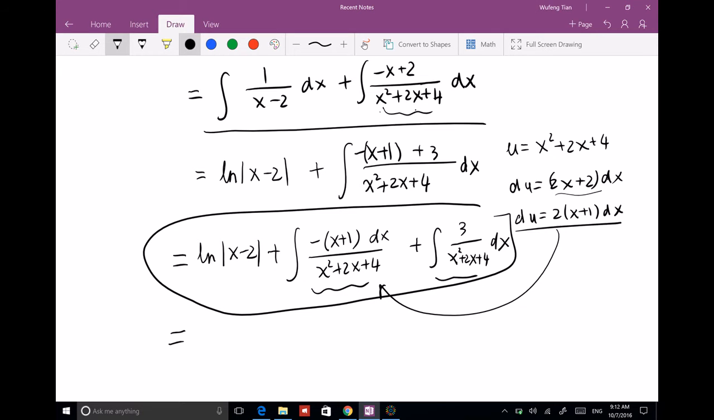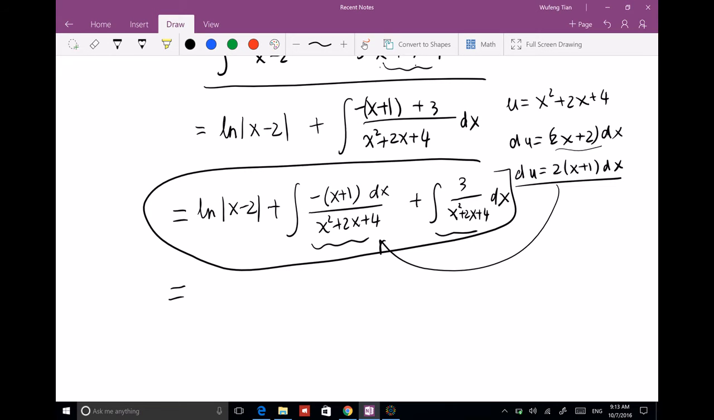Okay, so are you done? If you are not done, I can help you a little bit. So for the first one, just keep the ln x minus 2. You don't have to change that. For this one, if I do the u substitution, it's going to be u equals x squared plus 2x plus 4. Well, you can change the dx. Actually, dx equals du over 2x plus 1, right? You can do a little bit of work: x plus 1 dx equals du over 2.